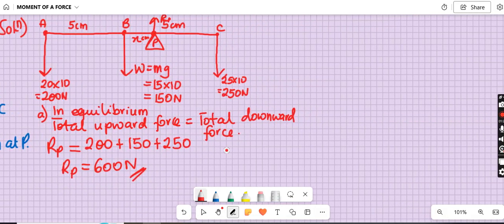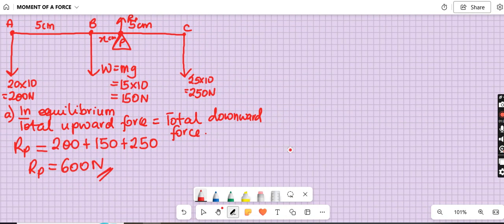Let's look at the second part. We are to find the distance AP. From our diagram, we can see that AP is 5 plus X. Now someone will say, why didn't you put it here? Now if AP was actually located here, that would be fine, and then X will be negative, so it will end up being 5 minus X. So not to worry at all. Wherever you put it, it's just an assumption. Once we find X, we should be able to find our AP.